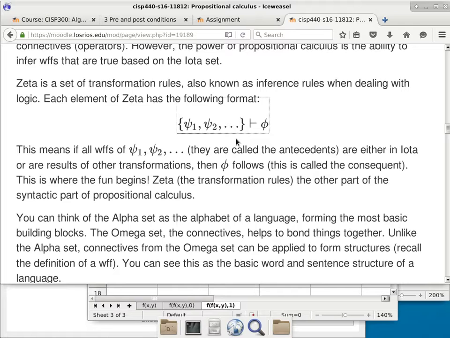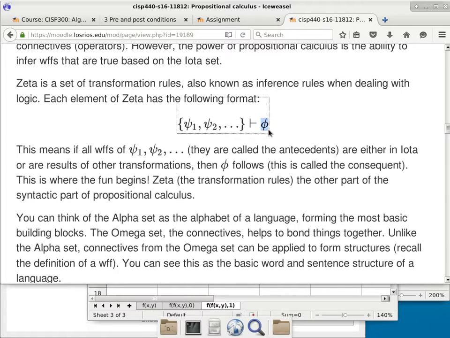The most important part is it is a set on the left-hand side, but it's a single well-formed formula on the right-hand side. So what this means is if you can find a certain format of well-formed formulae in the set that is known to be true, then you can also deduce that this well-formed formula is also true.